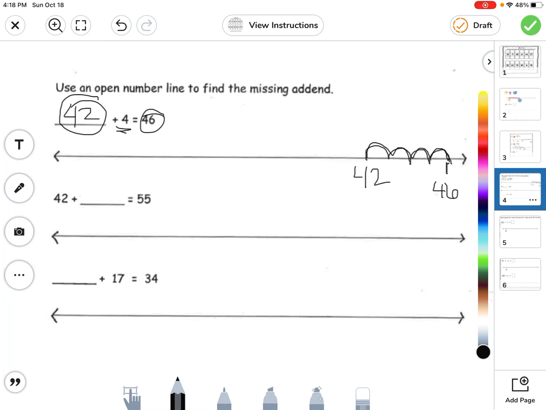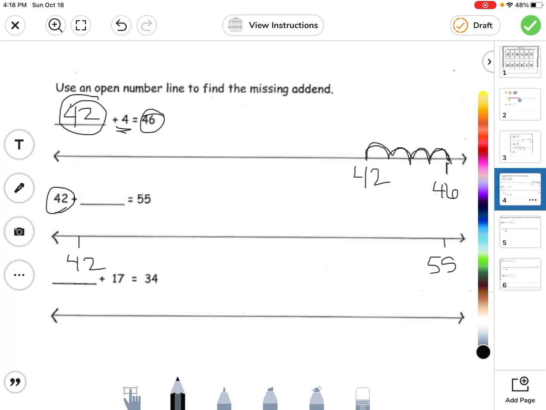Looking at another one, this one's set up a little bit different, and so we could also do this a different way. We know we're going to start at 42. We're going to do something to get us to 55. Okay, so the first one we hop back. This one we can try and figure out what are the jumps and hops that we could take.